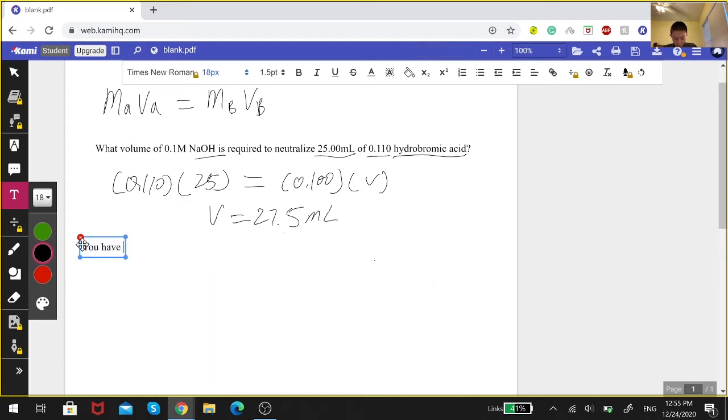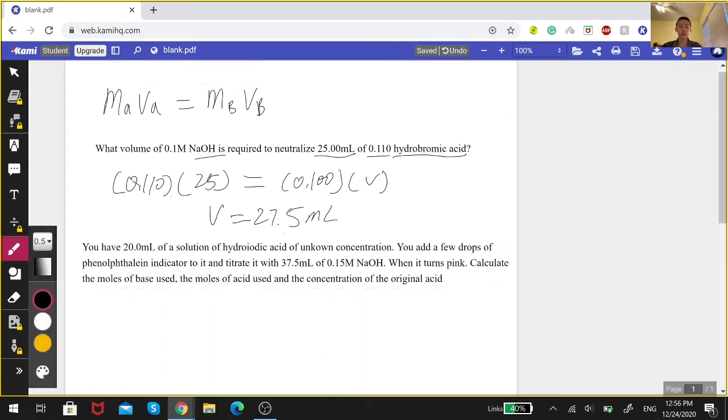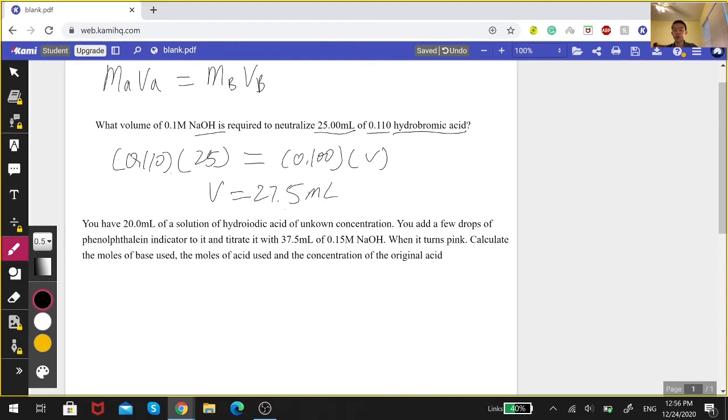Now our next problem, the second question. We have a solution of an acid of unknown concentration, and an indicator that changes to pink at a certain pH level. It is being titrated by this much of base. NaOH is a base. I asked you for the moles and the concentration. M equals moles divided by liters. Let's first solve for the base.